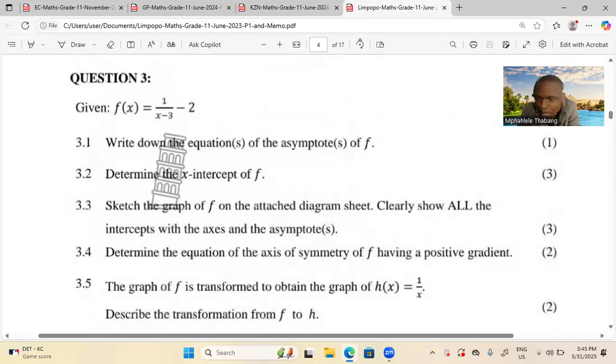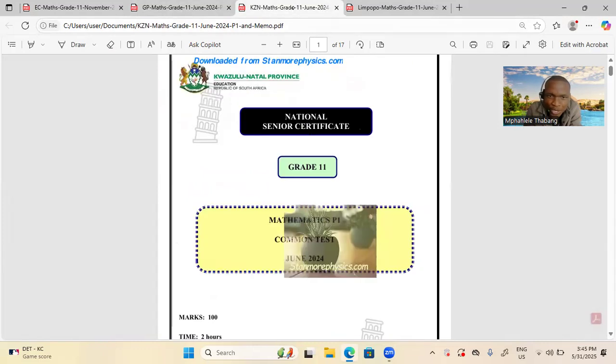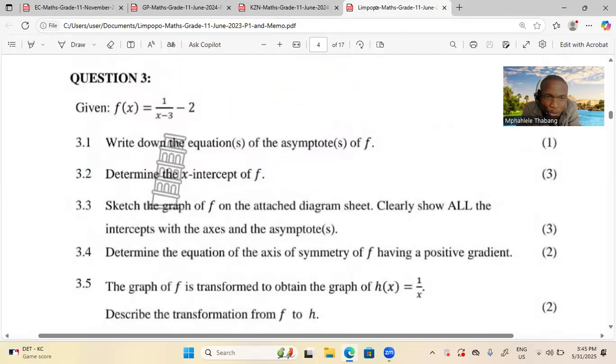I want us to prepare for June paper 1, mathematics grade 11. I'm having different question papers that will be very useful to us. I have this question paper of Gauteng province grade 11, June 2024. I have KZN grade 11, June 2024. And I also have Limpopo. So these are the questions that I want us to look at. It is a June exam paper, so we know what we are expecting for June.